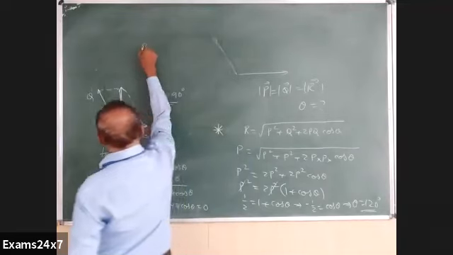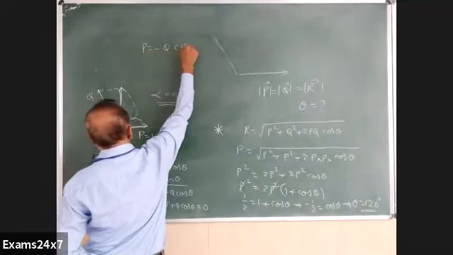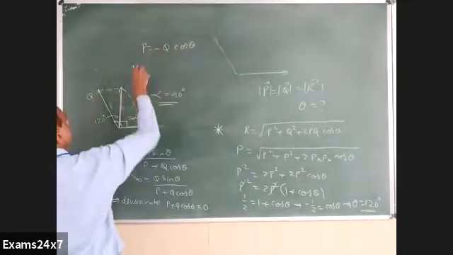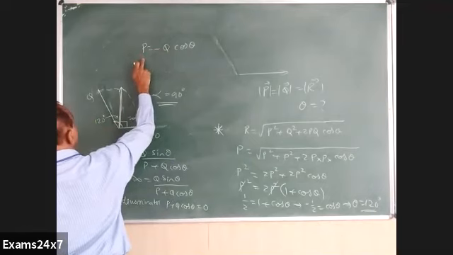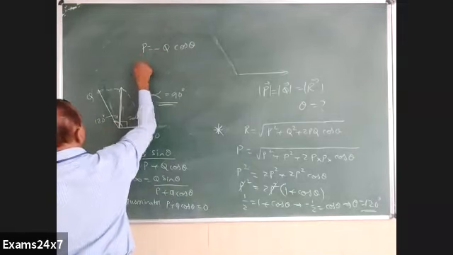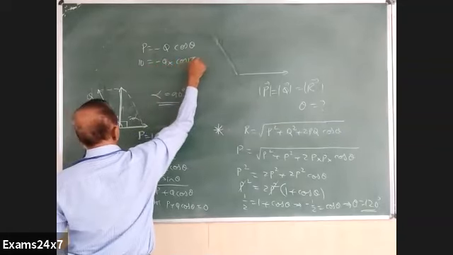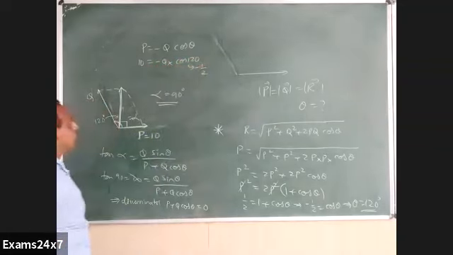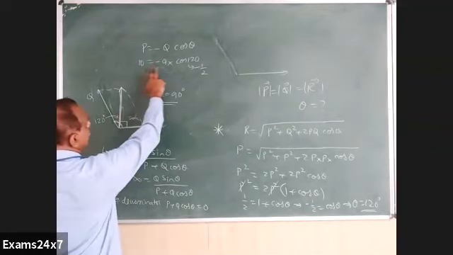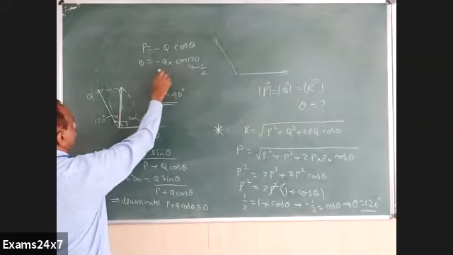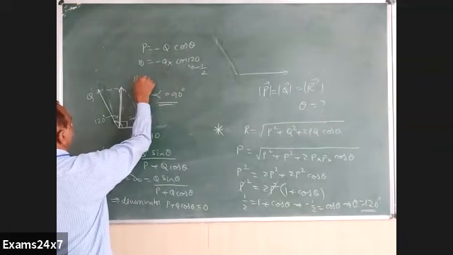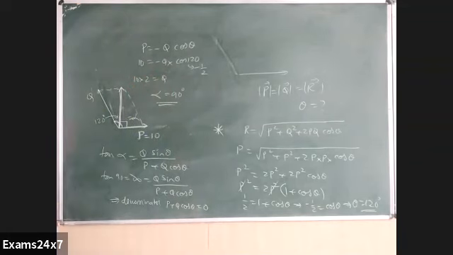So P is equal to minus Q cos theta. P is given as 10, so 10 is equal to minus Q cos 120. Cos 120 is how much? Minus half. So Q is 20, not 5. Minus Q times minus half becomes simply Q by 2, or the 2 will come to this side. So 10 into 2 must be equal to Q. That is exactly 20.